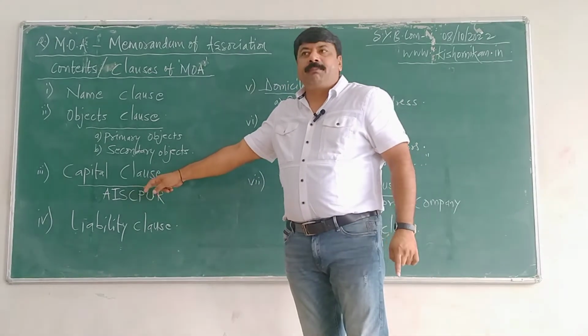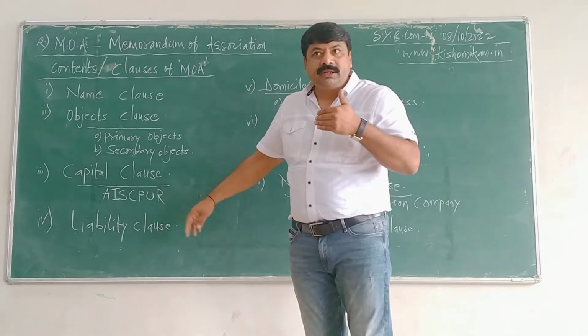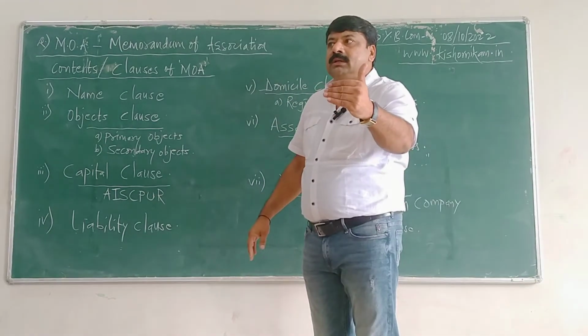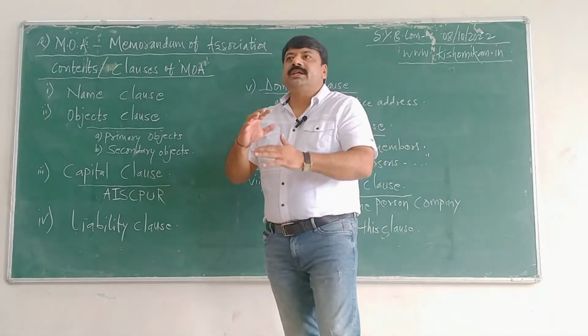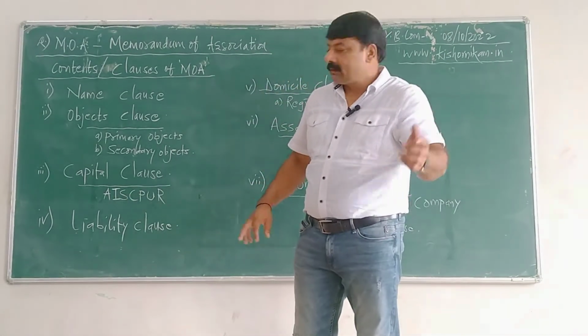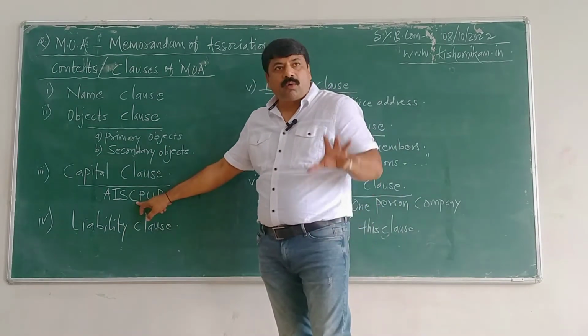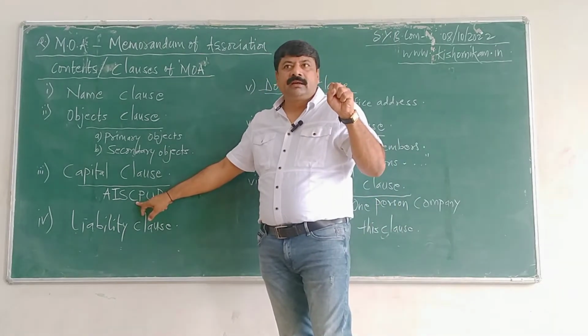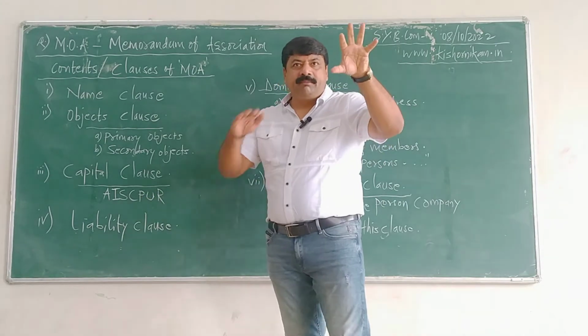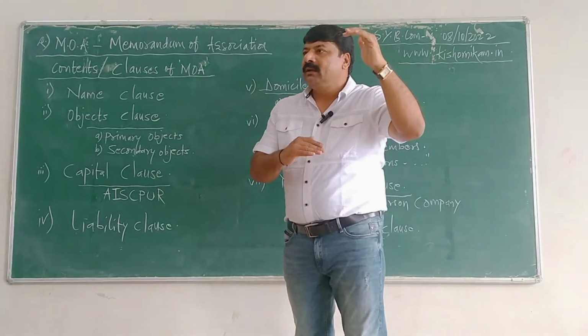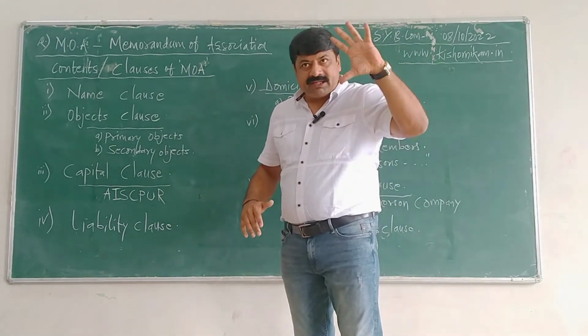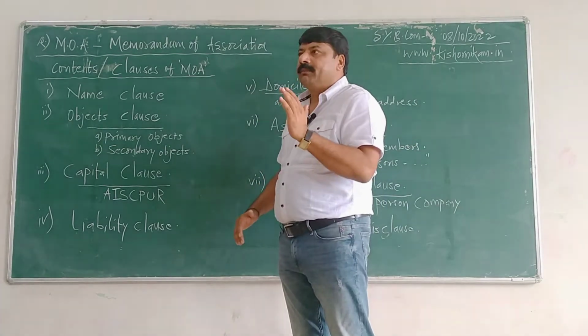Issued capital is that part of authorized capital which has been currently issued. Subscribed is what? That for which response is given. Called up is what? Called by the company. Application money, allotment money, first call, second call, third call. The figure of capital keeps changing from time to time.